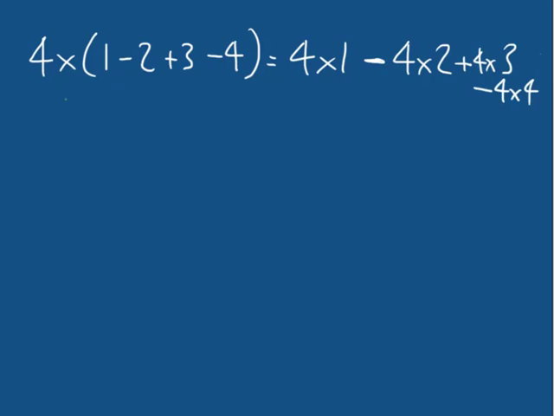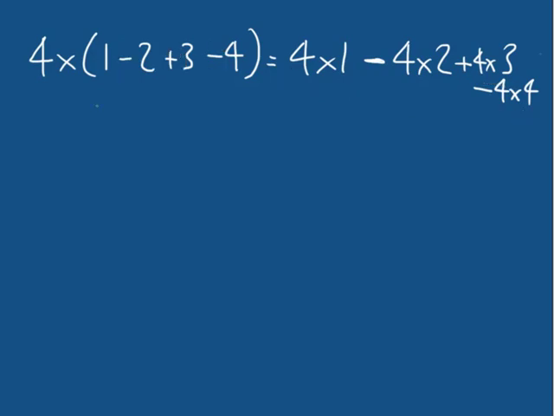So again, we take the operator that's to the left of our number, and we must use that operator when we are summing our result of multiplying our outside number with that number. So 4 times 1 minus 2 plus 3 minus 4 is the same as 4 times 1 minus 4 times 2 plus 4 times 3 minus 4 times 4.